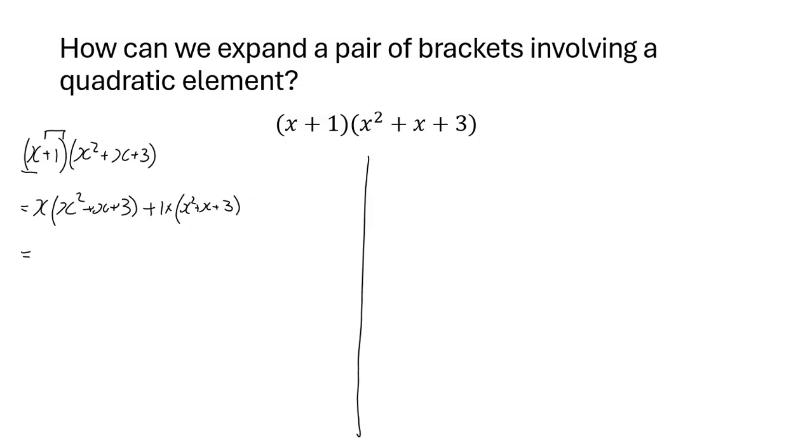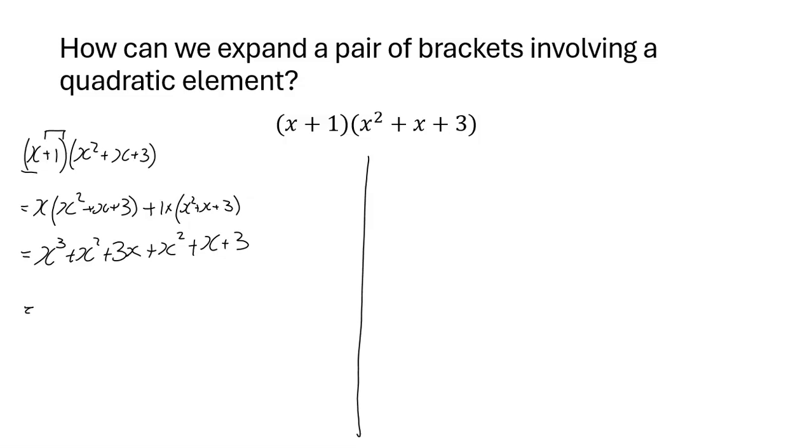So if I were to then expand the brackets, I've got to remember each element within the bracket gets multiplied by the element outside. So I do x times x squared, which gives me x cubed, x times x, which will give me plus x squared, and then x times 3, which will give me plus 3x. This is the first part expanded. I then do plus 1 times that entire bracket. Well, if you multiply anything by 1, you're going to end up with the same thing. So that'll just give me plus x squared plus x plus 3.